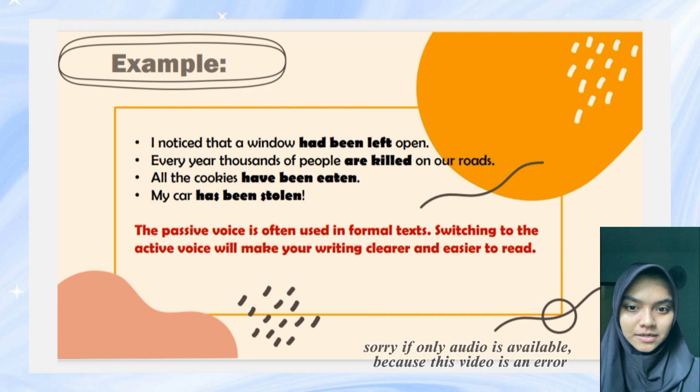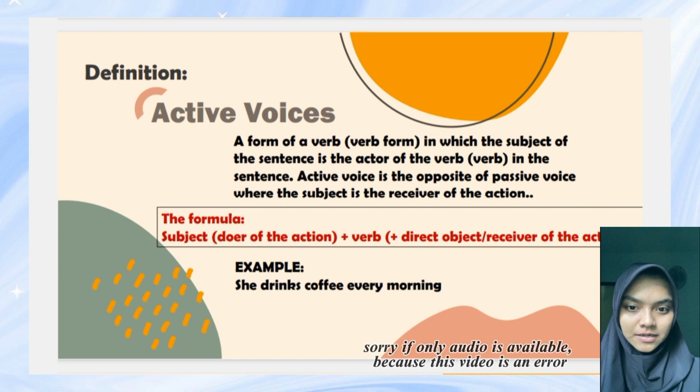Definition of active voice: a form of a verb in which the subject of the sentence is the actor of the verb in the sentence. Active voice is the opposite of passive voice, where the subject is the receiver of the action. The formula or the pattern: subject, doer of the action, plus verb plus direct object or receiver of the action. Example: she drinks coffee every morning.